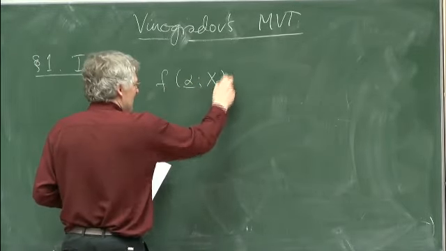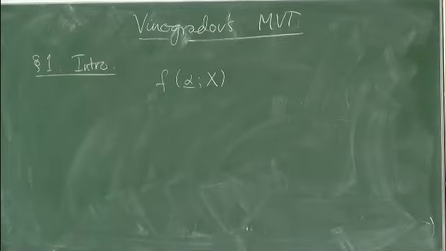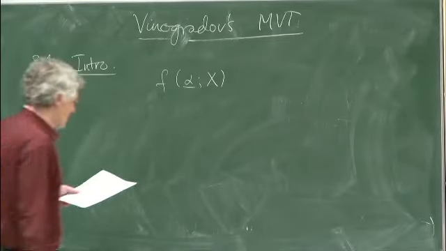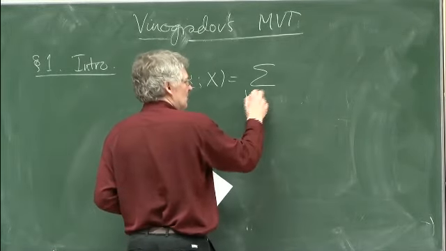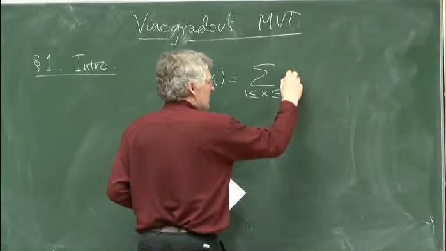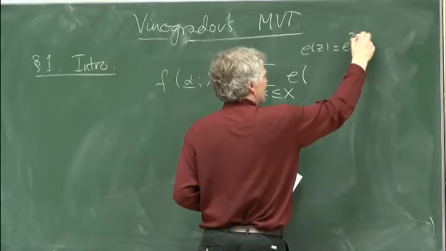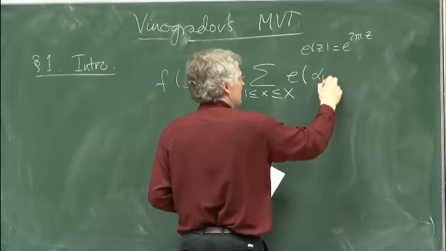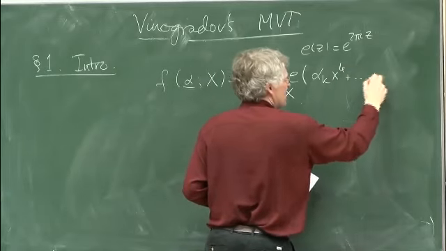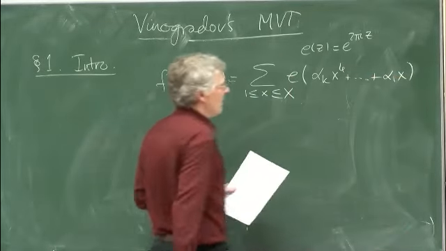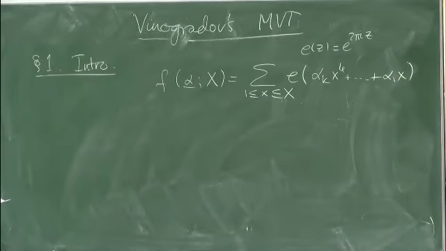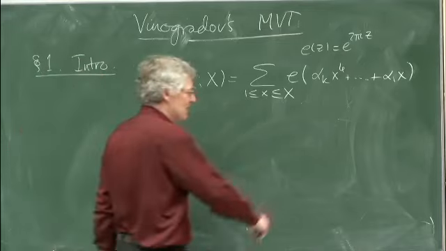So let me define an exponential sum, which is central to what goes on. So you should think of, so e of z, as usual, is e to the 2 pi i z. So this is an exponential sum over a polynomial of degree k, and these coefficients you should imagine as being real.